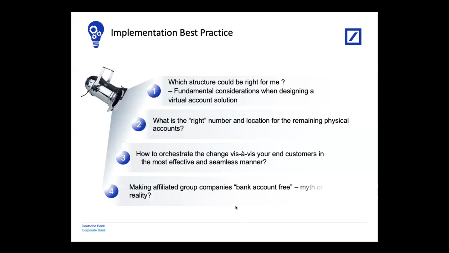Good advice. How do you make affiliated group companies bank account free? Is that reality?